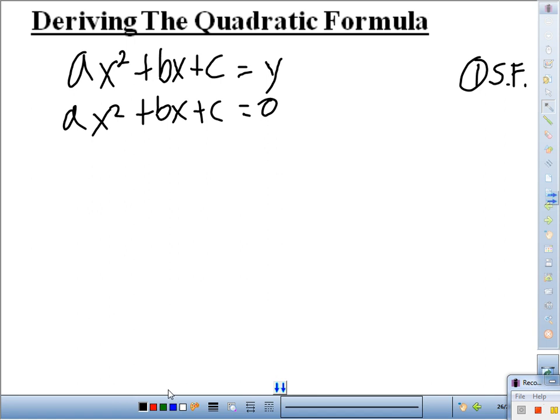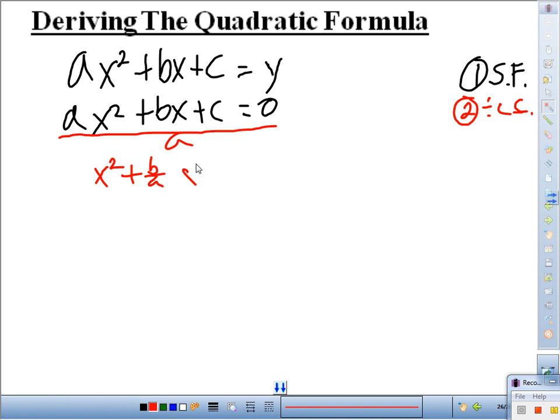Next, step 2. Divide by the LC. Do that step. Go. Don't say it out loud. Keep it to yourself. All right? You should have divided by a, and you ended up with x squared plus b over a x plus c over a equals 0. Hands if you got that.